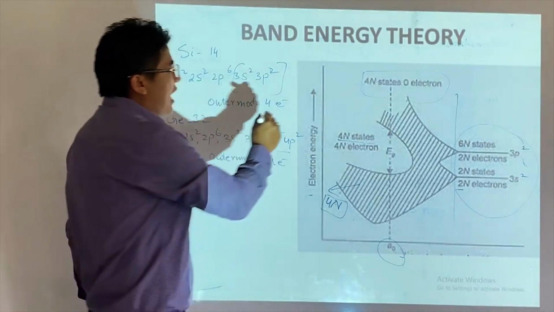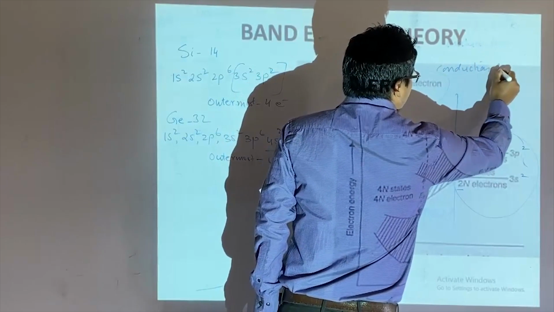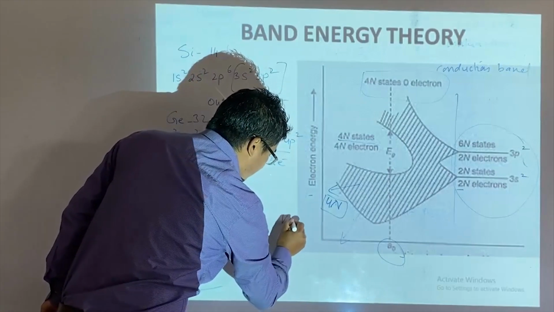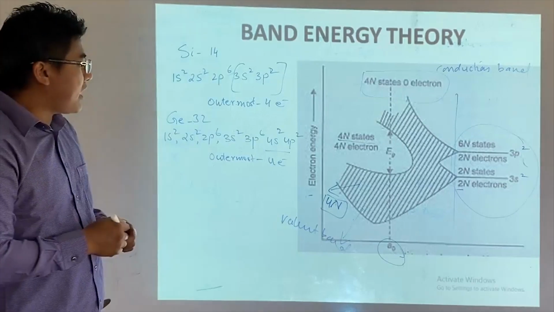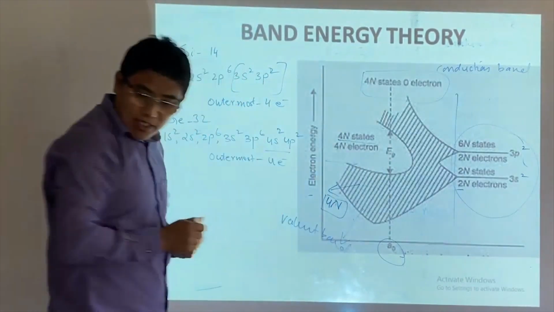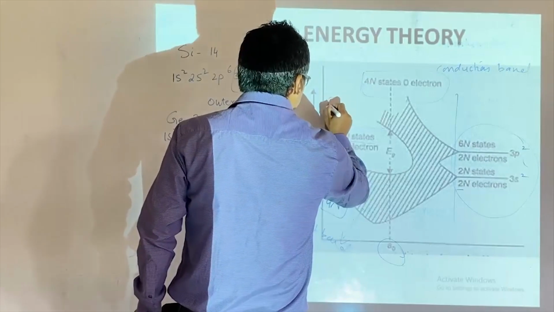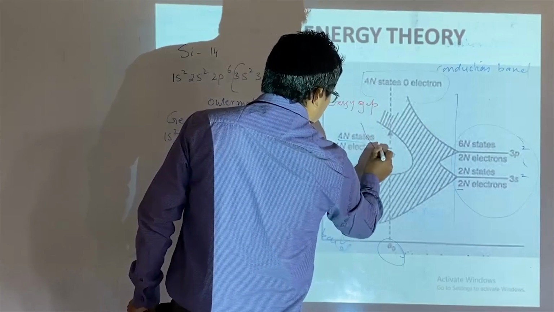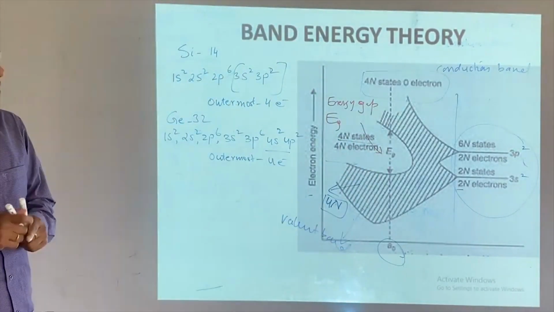This is what we call the conduction band, and this is what we call the valence band. This is how it goes, right? This energy is what we call the energy gap, and this energy gap is what we call the forbidden energy gap, right?